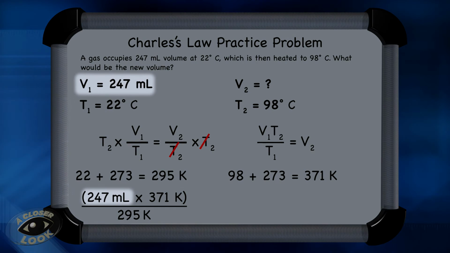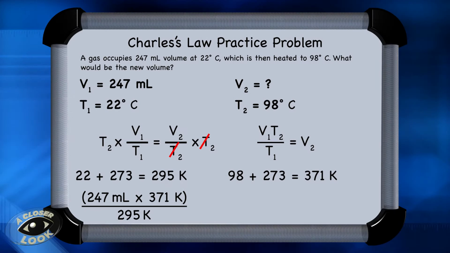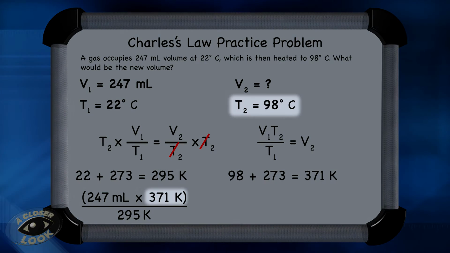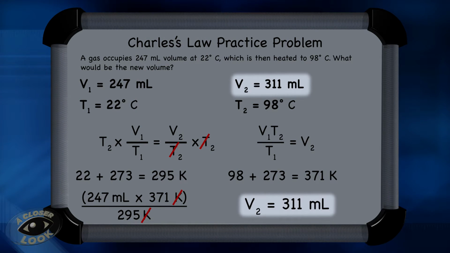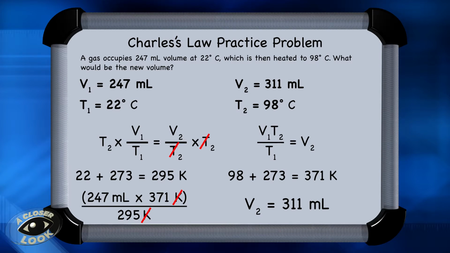V1 is 247 milliliters. T2 is 371 Kelvin. Our final volume, therefore, is 311 milliliters. Just as we expected from Charles' law, the volume of the gas increased due to the increase in temperature.